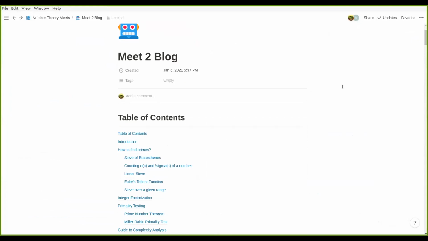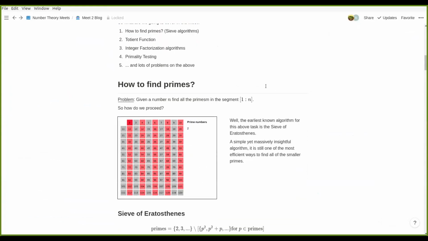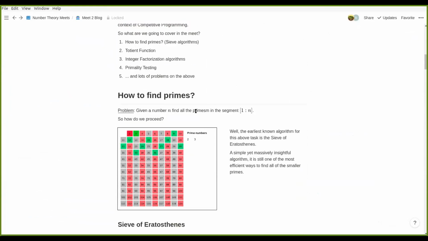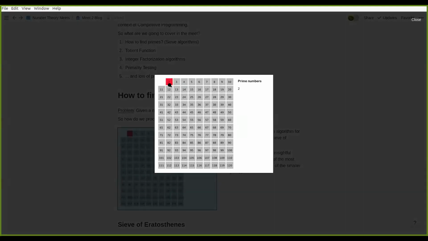Yeah. So this is an age-old problem in number theory, like how to find prime numbers. And this is one of the oldest known algorithms for primes, and it was discovered centuries ago by a Greek mathematician called Eratosthenes. So how it works is basically as simple as this.